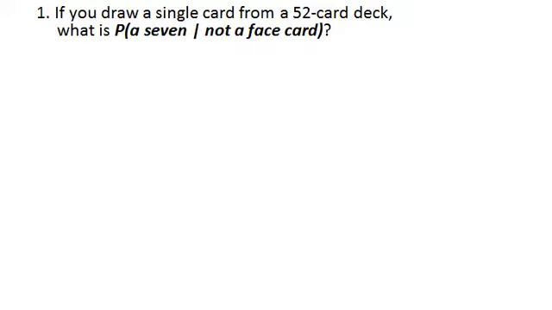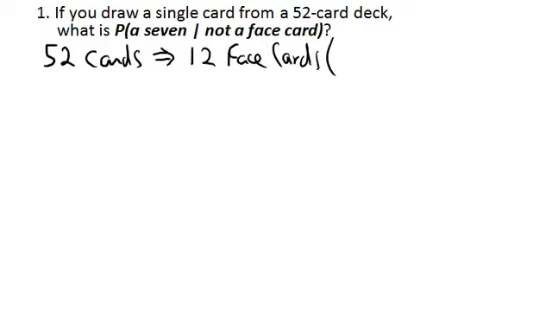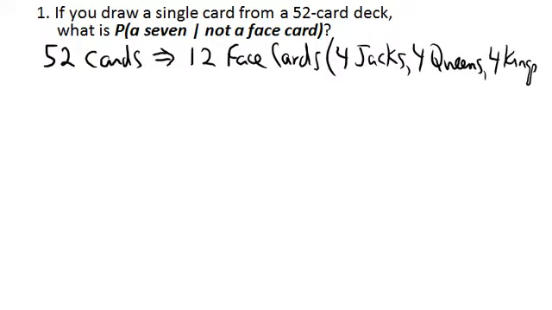If you draw a single card from a 52 card deck, what is the probability that you draw a 7 given that you did not draw a face card? Now remember, from those 52 cards, we have our 12 face cards. The face cards are the actual cards that have faces. There are 4 jacks, 4 queens, and 4 kings. Those are the 12 face cards.